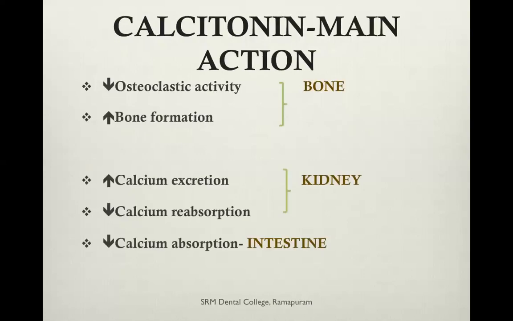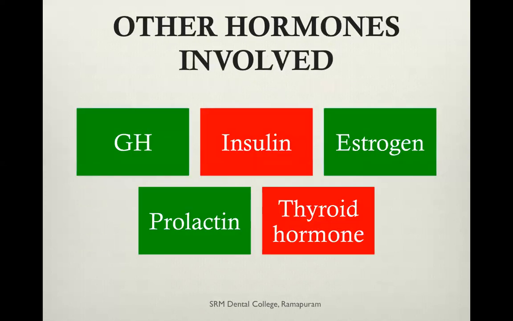So the main action of calcitonin is it decreases osteoclastic activity and increases bone formation in the bone. In the kidney, it increases calcium excretion and decreases calcium reabsorption. In the intestine, it decreases calcium absorption. In other words, all its actions focus on decreasing the blood calcium levels. There are other hormones involved in the regulation of calcium, which are growth hormone, estrogen, and prolactin, which increase the blood calcium level, and insulin and thyroid hormone, which decrease it.